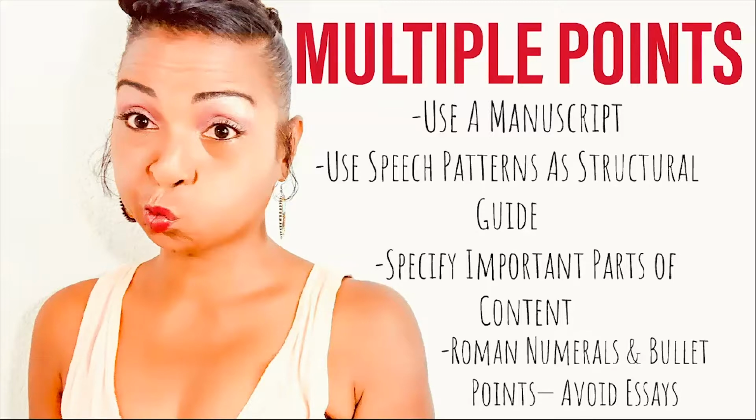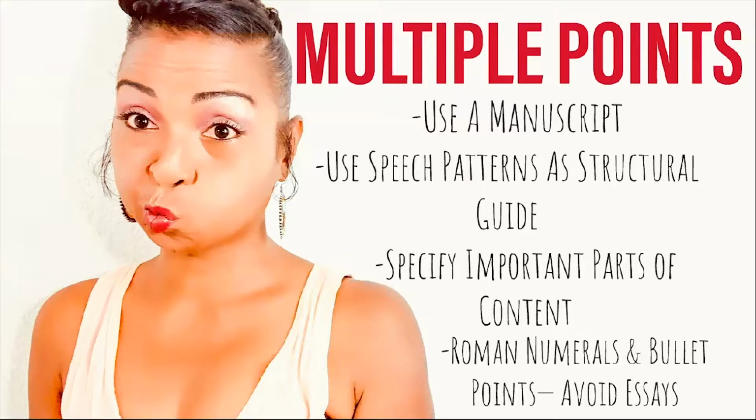Specify important parts of the speech content. Use Roman numerals and bullet points and other markers to help highlight parts of the speech. Can you have complete sentences? Sure, but do not write an essay. Your eyes are going to need to be able to visually see where everything is on the page, especially if you use it during your presentation. So bullet point, label, highlight, use various types of font and colors. Have fun with creating a map for your message.